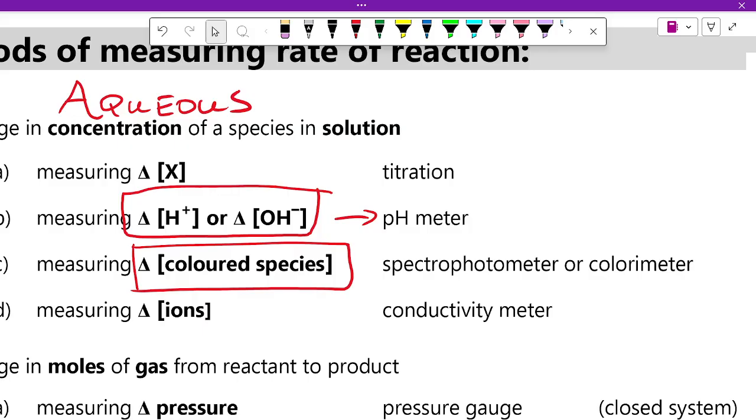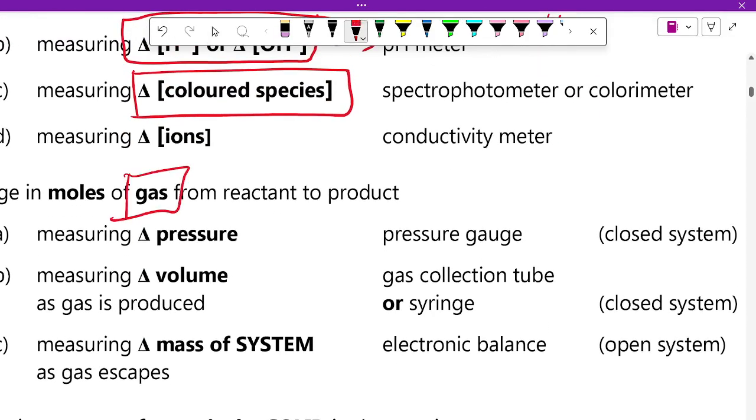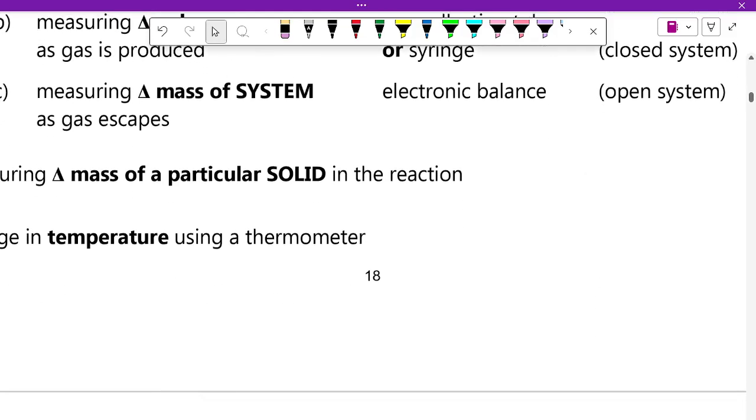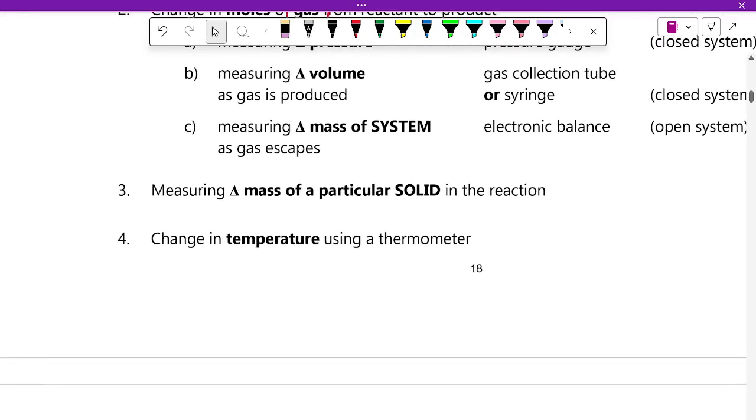They shine light through it, and the more that light gets absorbed, the darker the color is and the higher the concentration. How are you going to know that something's colored? It will say in the question. It's going to be like Cu2+, and underneath it'll say blue. You'll be like, oh, it's a colored species. That would be a good thing to choose. Gases, like we said, you can do pressure or volume or mass of the system, mass of a particular solid. Theoretically, you could do a change in temperature.